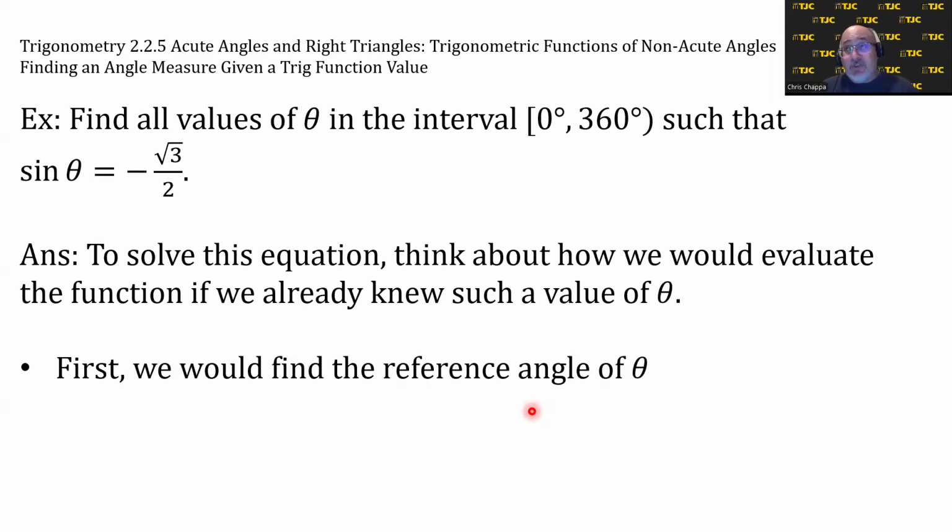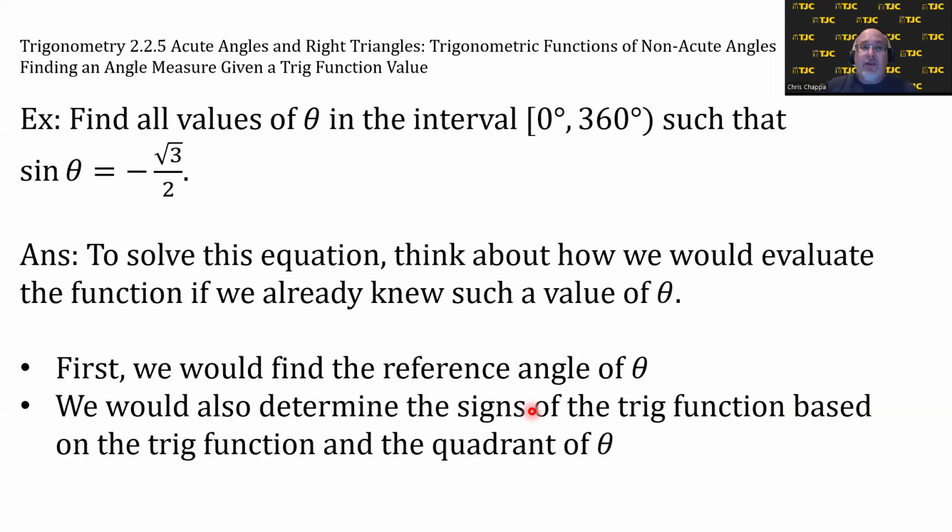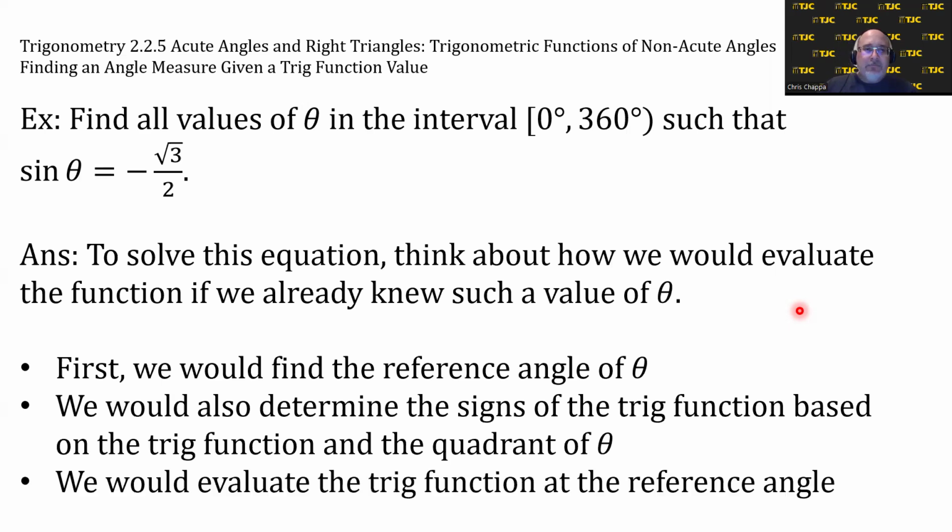First, we would find the reference angle of theta. We would also determine the sign of the trig function based on the trig function and the quadrant of theta, or rather its terminal side. And then we would evaluate the trig function at the reference angle. So there are some clues as to what transpired with some of these moves already, based on the answer we're trying to get, negative square root of 3 over 2.